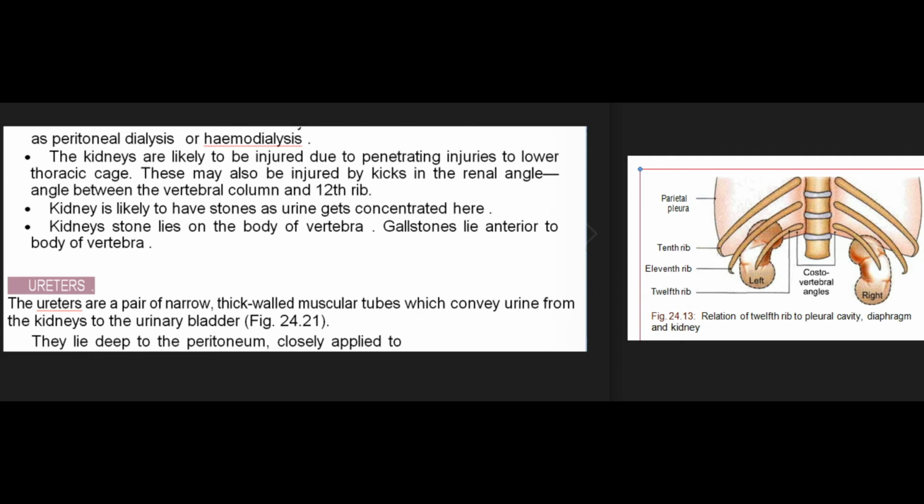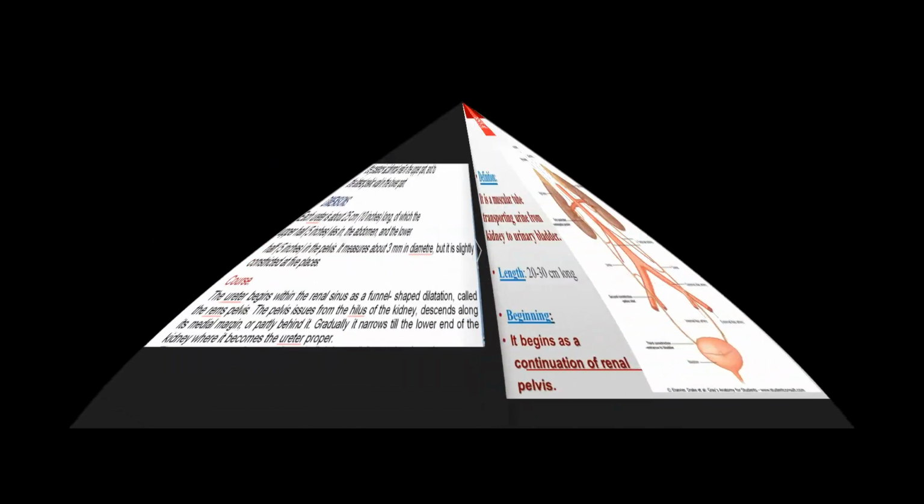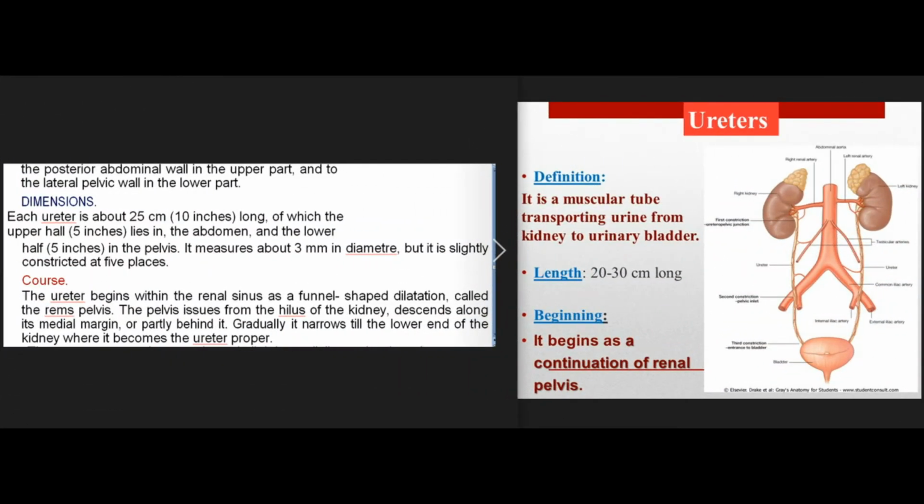Ureters. The ureters are a pair of narrow, thick-walled muscular tubes which convey urine from the kidneys to the urinary bladder, Fig 24.21. They lie deep to the peritoneum, closely applied to the posterior abdominal wall in the upper part, and to the lateral pelvic wall in the lower part. Dimensions. Each ureter is about 25 centimeters, 10 inches, long, of which the upper half, 5 inches, lies in the abdomen, and the lower half, 5 inches, in the pelvis. It measures about 3 millimeters in diameter, but it is slightly constricted at 5 places.